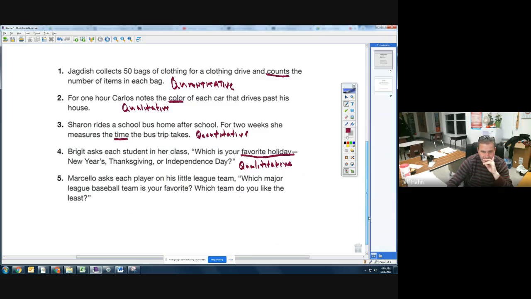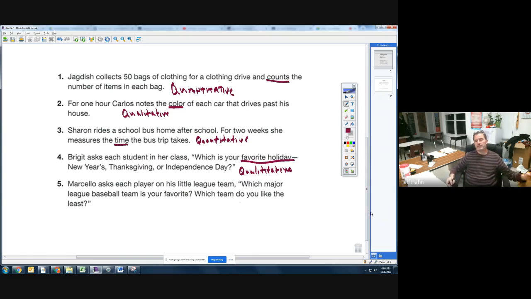Scroll down just a bit here. Marcelo asked each player on his Little League team, which major league team is your favorite? And which team do you like the least? Now notice, Marcelo did not ask how many. He asked which are your favorite. That is a quality. Which team do you like? Okay, so that is qualitative. And we'll have a little more of this maybe some other time.